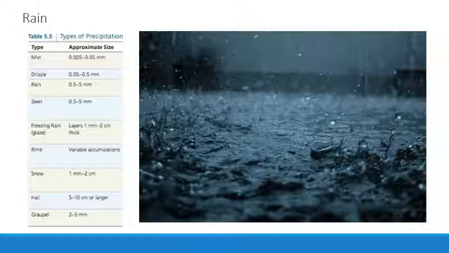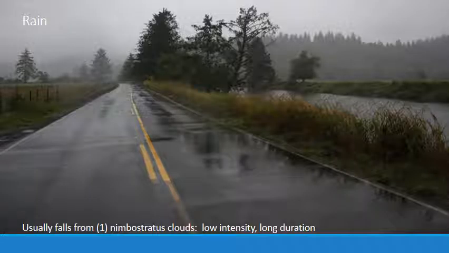As rain enters the unsaturated air below it, it begins to evaporate. So you may be familiar with that sense of humid air that surrounds you during a rainstorm. That's because there's a lot of evaporation happening. Most rain originates from nimbostratus clouds, like you see here, and it tends to be low intensity, light rain in these cases that'll last for a day or two.